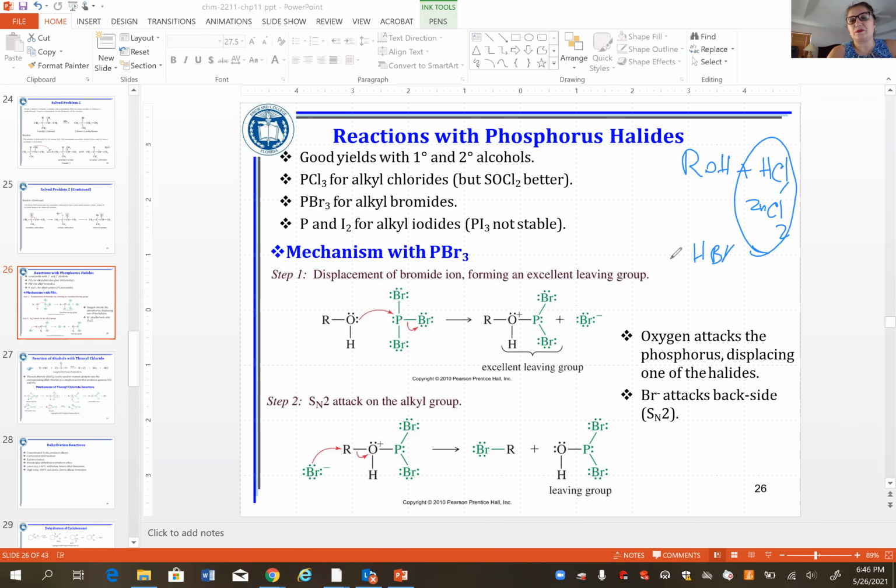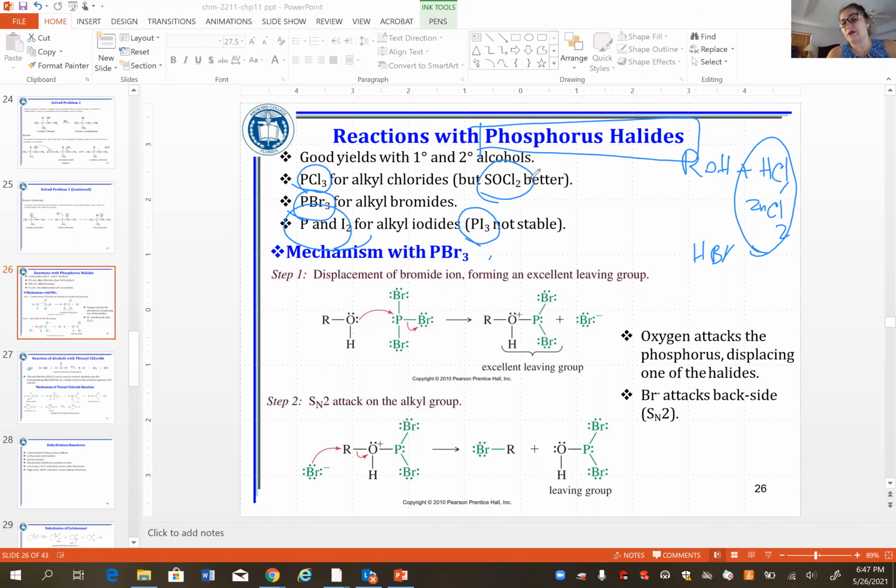The other method to prepare an alkyl halide from an alcohol is to use a phosphorus halide. Phosphorus halides are like PI3, which is P with I, or PCl3 or PBr3. If you have any of these reagents with the alcohol, your product is going to be the alkyl halide. Okay?